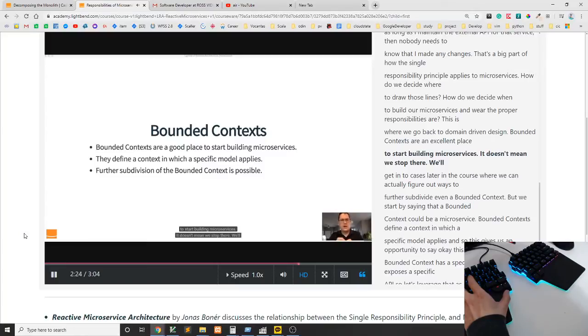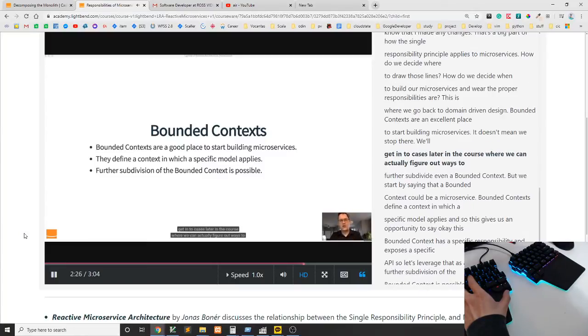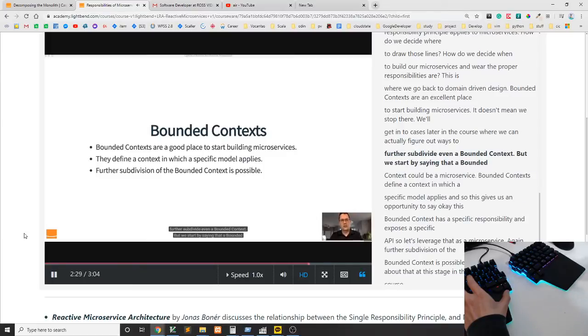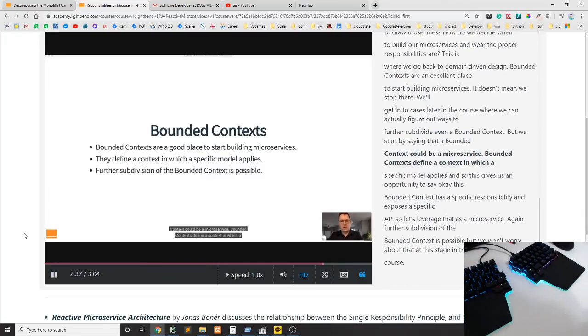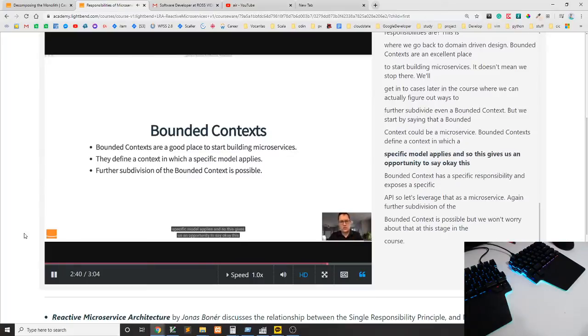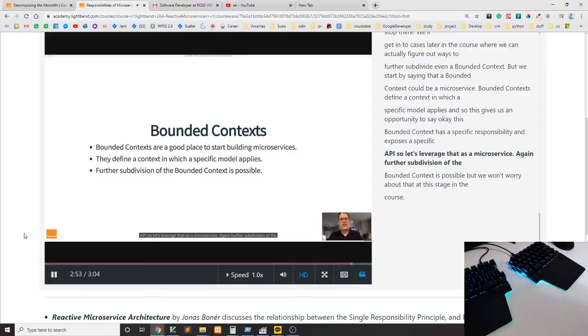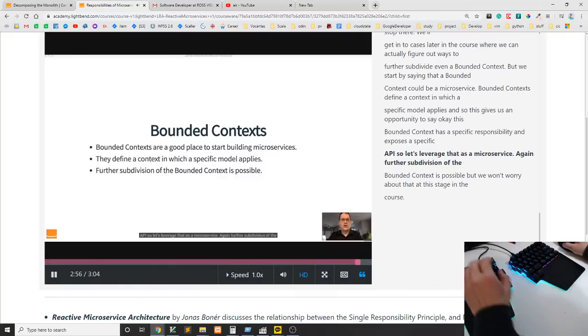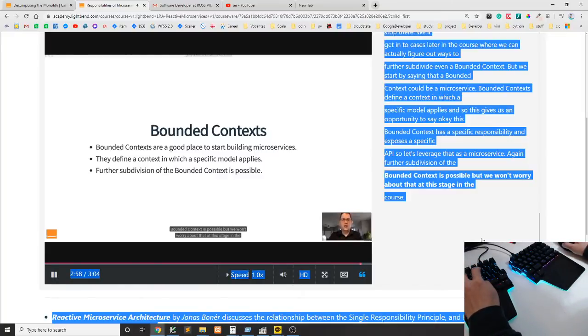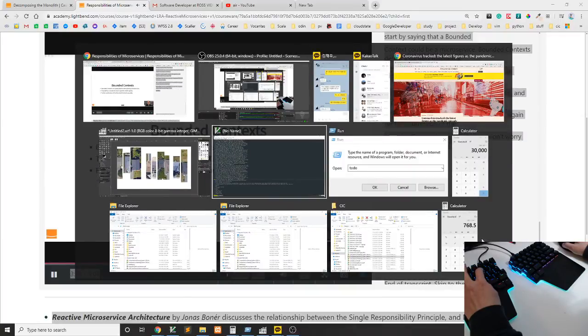It doesn't mean we stop there, and we'll get into cases later in the course where we can actually figure out ways to further subdivide even a bounded context. But we start by saying that a bounded context could be a microservice. Bounded contexts define a context in which a specific model applies. And so this gives us an opportunity to say, okay, this bounded context has a specific responsibility and exposes a specific API. So let's leverage that as a microservice. Again, further subdivision of the bounded context is possible, but we won't worry about that at this stage in the course.